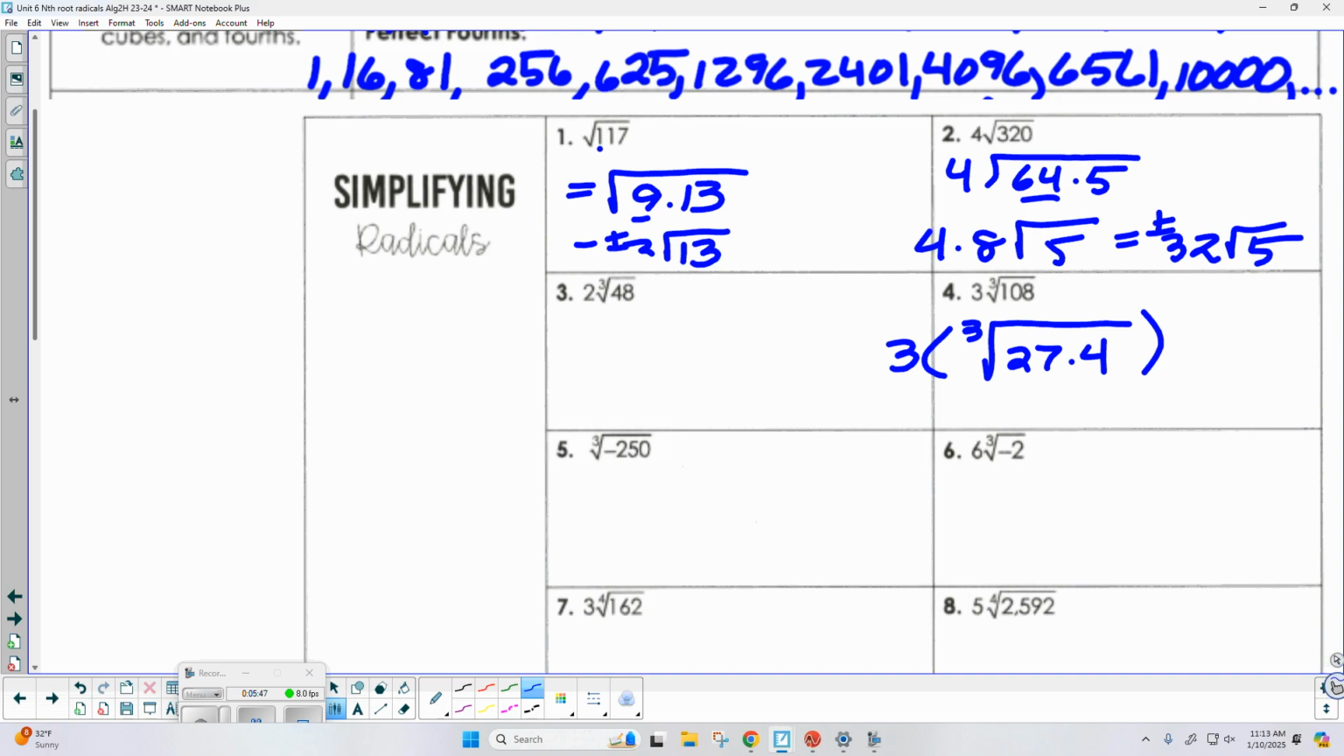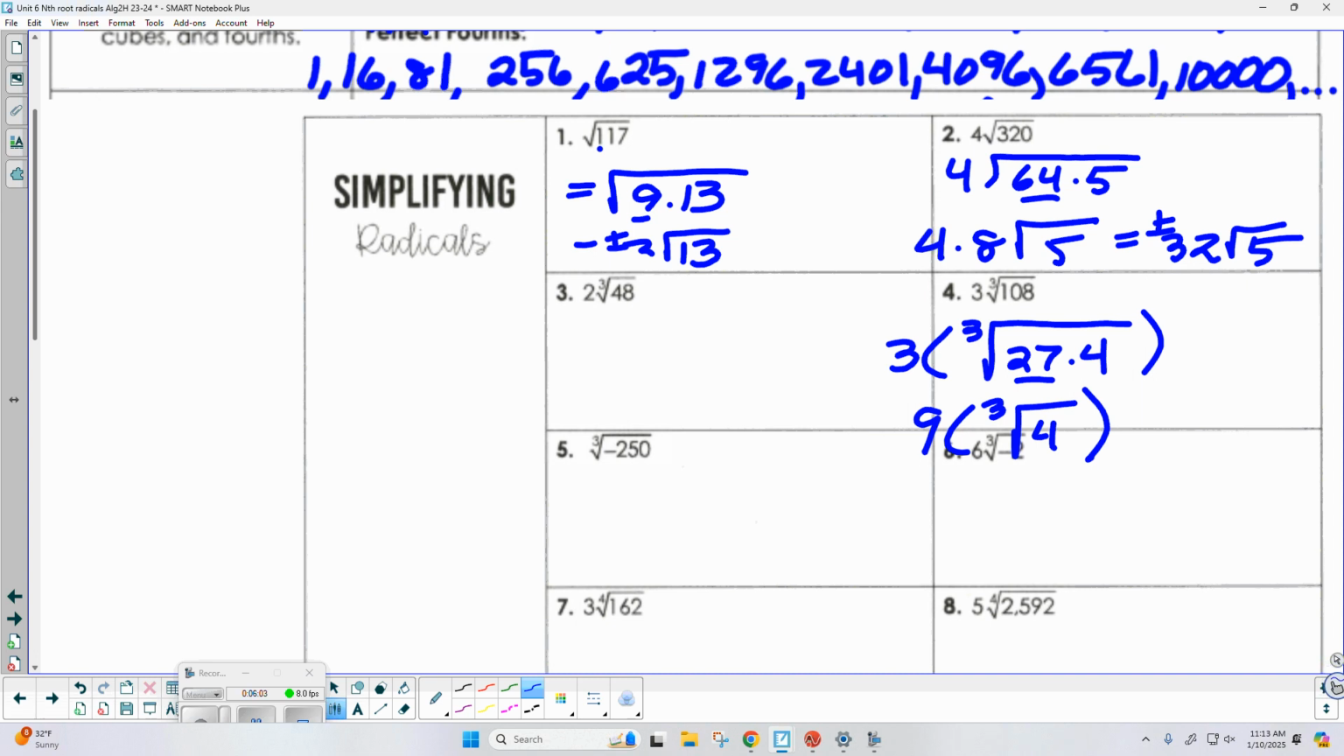See, now I'm able to take the cube root of 27. What is that? 3. So 3 times the 3 that's already out there, so I'm going to have 9 times the cube root of 4.